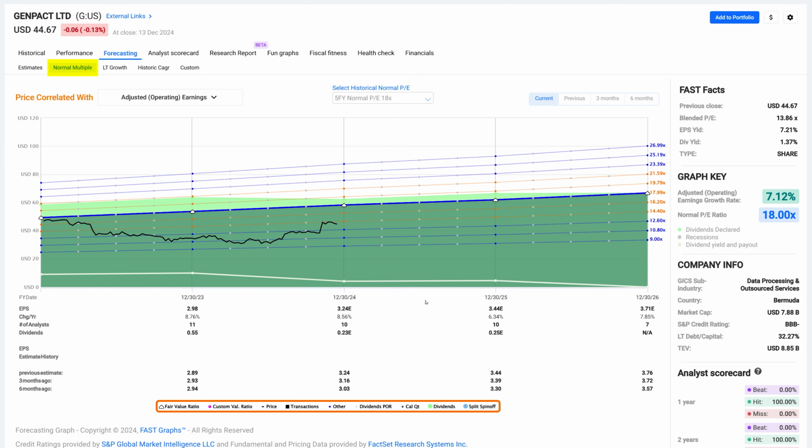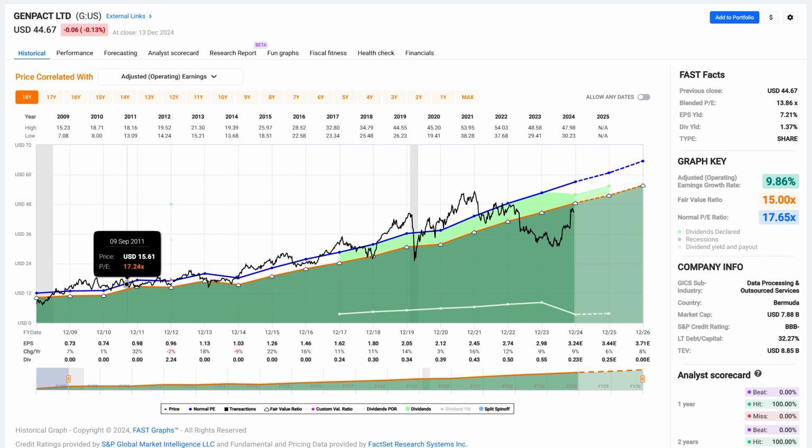The normal multiple would be about 18 because, again, if I look at this stock historically, the market tends to put a premium valuation quite often on this stock. So this could be a very interesting time to buy Genpact, which is the data processing and outsourced services company.